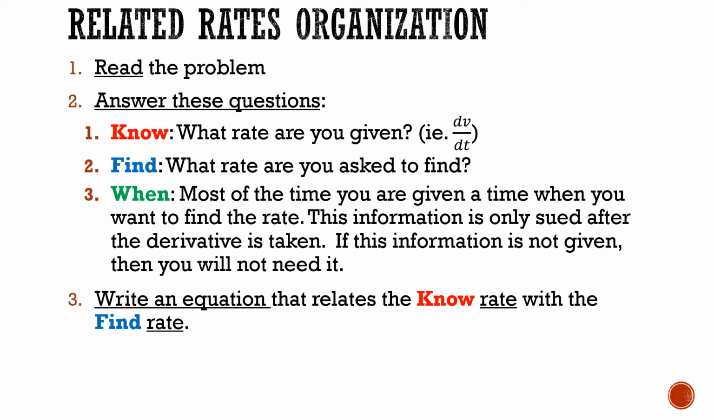And you want to write that down for every single problem so that you know what you're actually looking for and what you have. Once you write those 3 things down, you want to find an equation that relates your know to your find. So if your know, for instance, is volume and your find is radius, well, then you would use an equation that involves volume and radius.